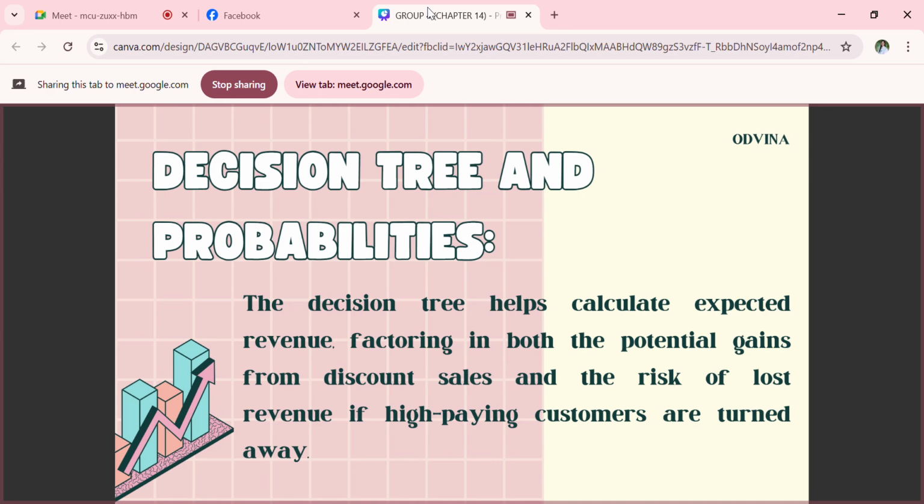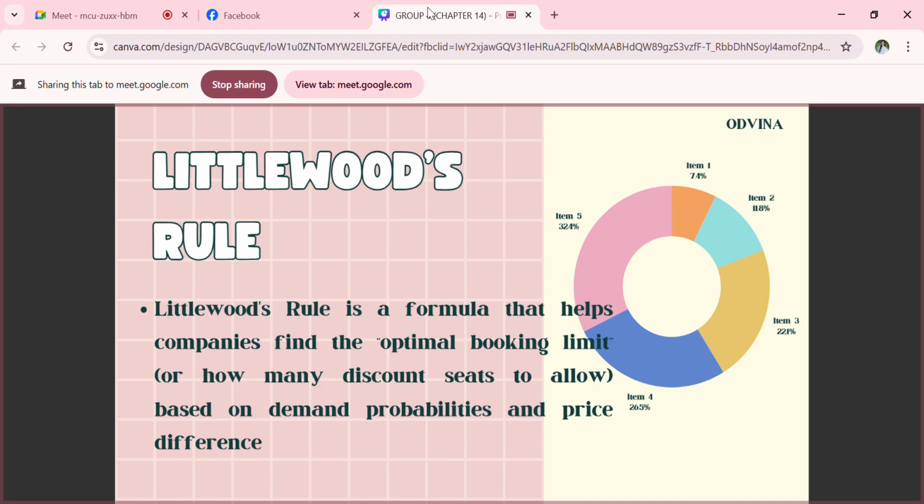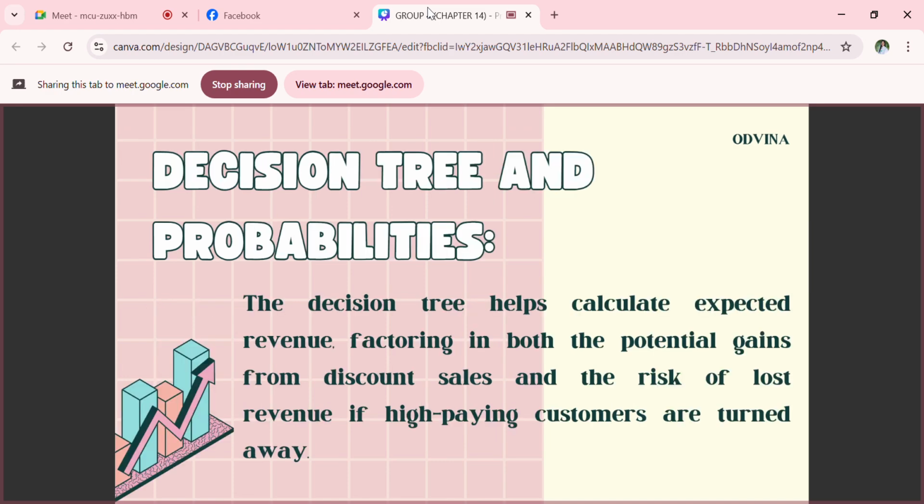A decision tree is a tool businesses use to make decisions by mapping out different scenarios and their potential outcomes. In this context, pricing and booking, a decision tree helps calculate expected revenue by considering both the gains and risks associated with discount sales. Here is how it works. The discount sales versus full price sales. Businesses often have two types of customers: those willing to pay full price and those who are looking for discounts.